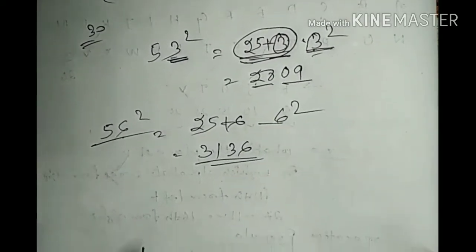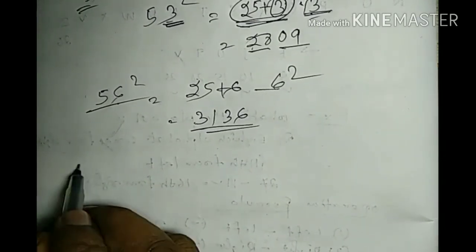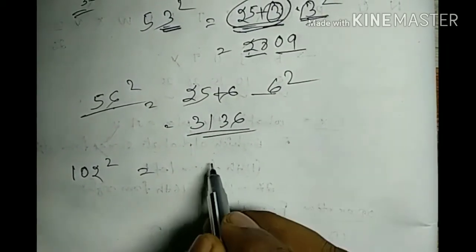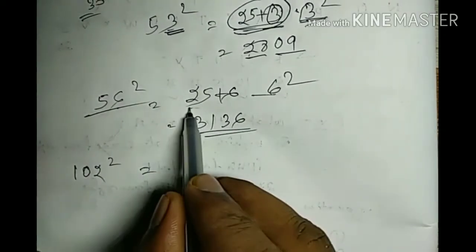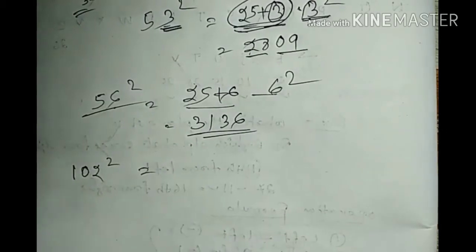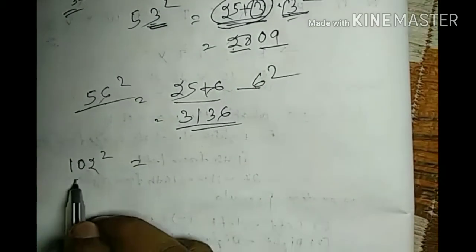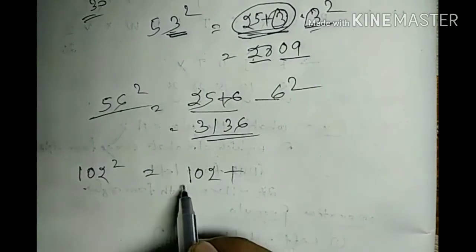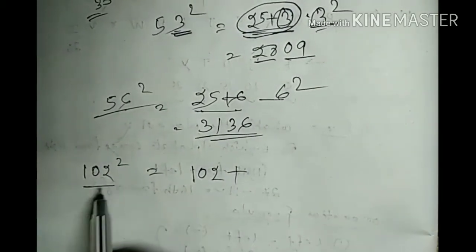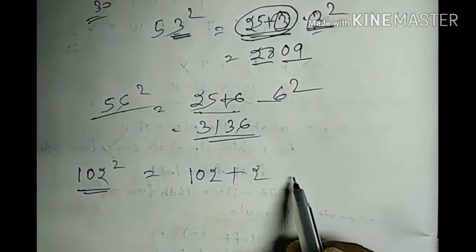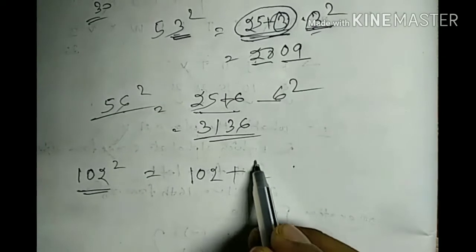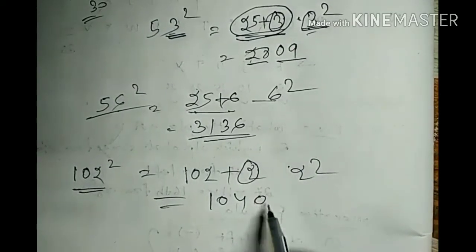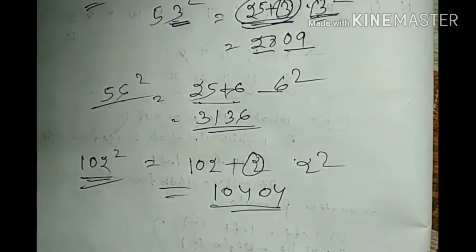Then another example, when the number exceeds 100. Let's take an example, 102 square. Here we add the exceeding number to 25, and the number exceeds 100, so we add the exceeding number. In the second places we add the square of that number. So here we get 104 and 2 square, that is 04, which is the square of 102.